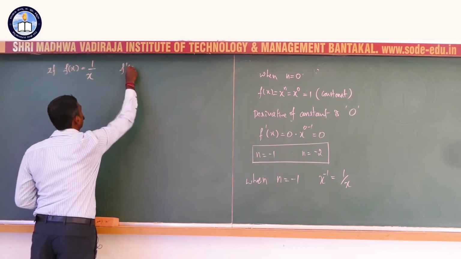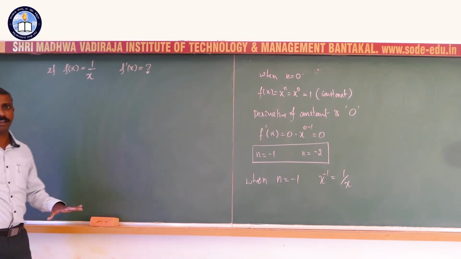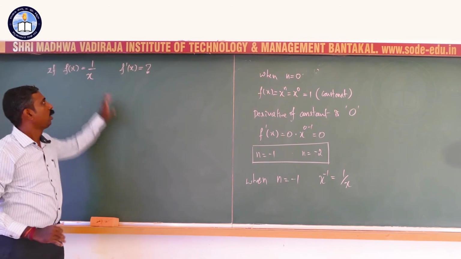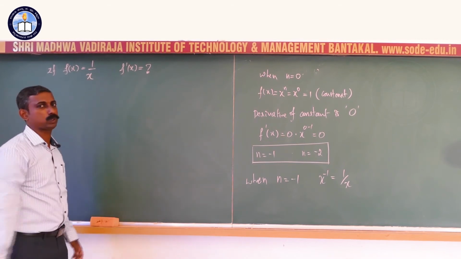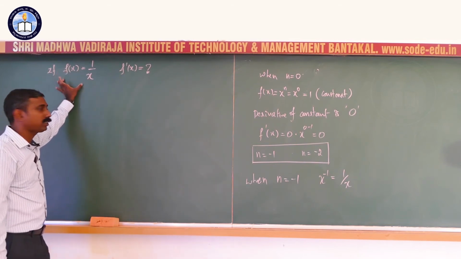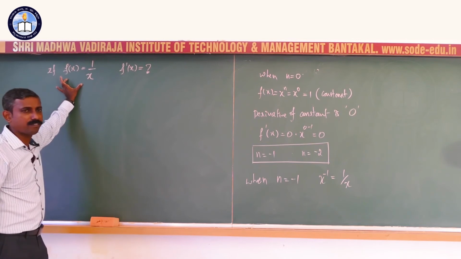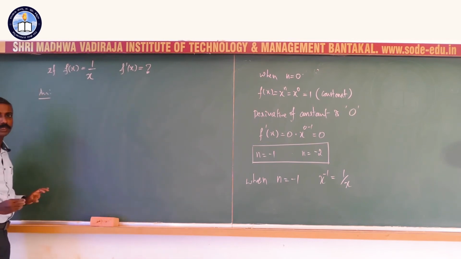f dash of x is equal to how much? And after finding the derivative, we will verify whether this holds good for the formula n into x to the power n minus 1. First, we will calculate f dash of x using the first principle of derivative. So, in the answer section, how we will start?